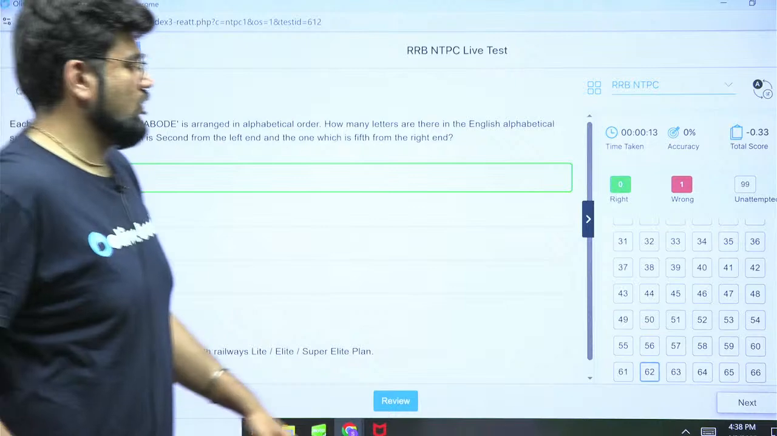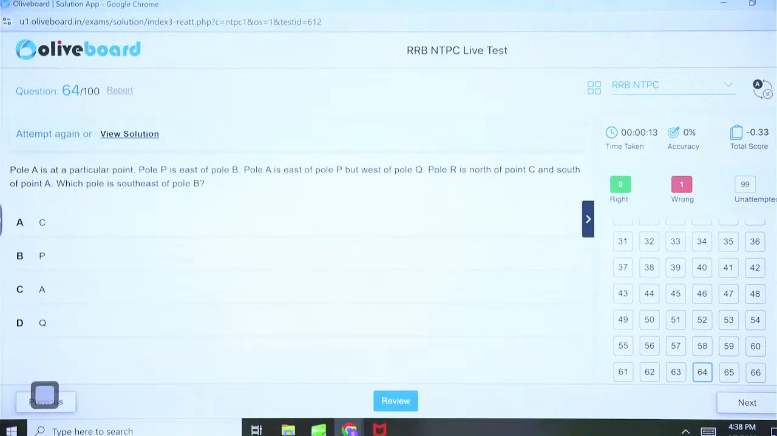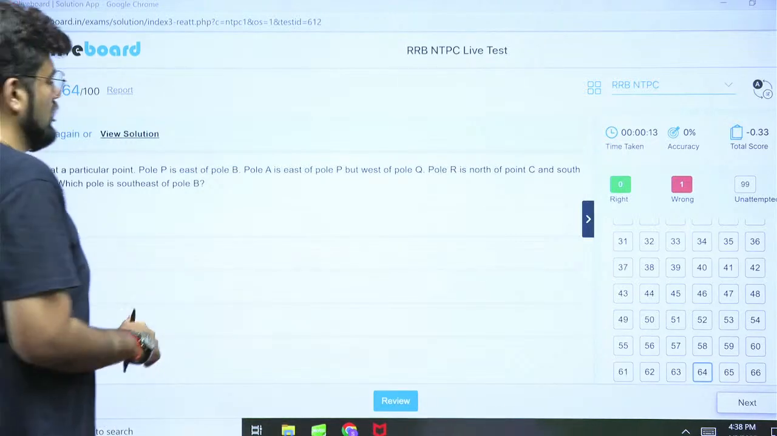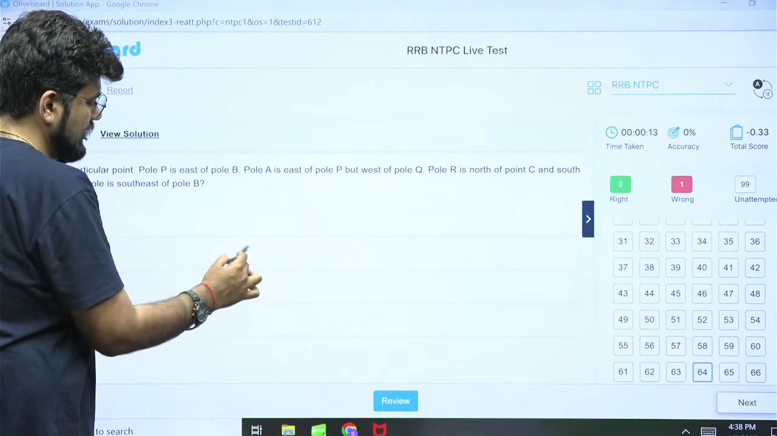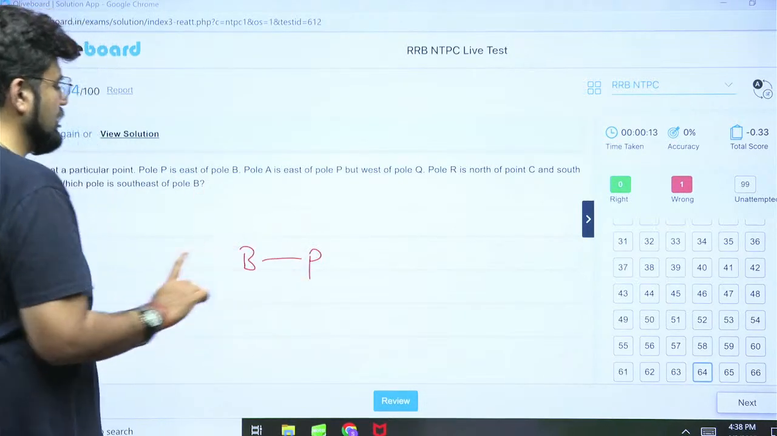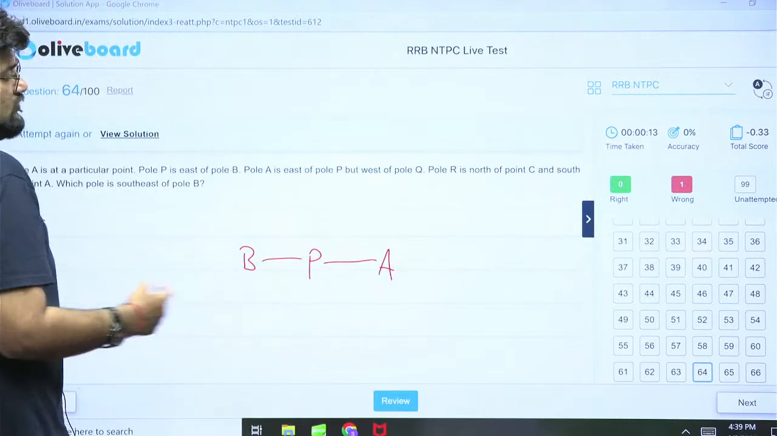Question 64. Yes. Pole A is at a particular point. Pole P is east of pole B. Pole A is east of pole P but west of pole Q. So let's start with this only. Pole B, P is east of B, and keep them equidistant. A is east of P but west of Q.